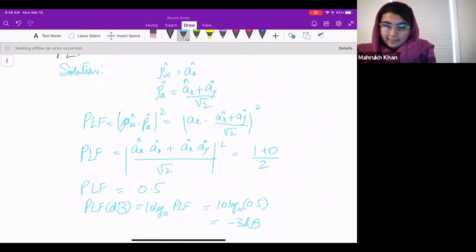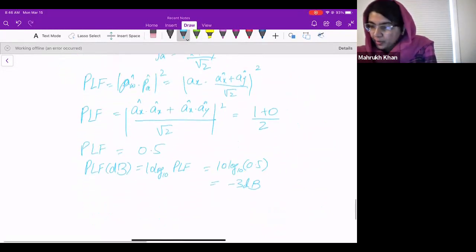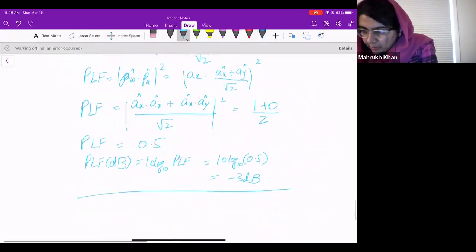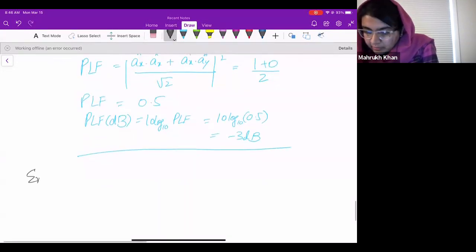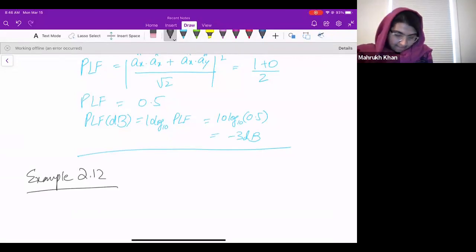So another example is given in your book, that is 2.12. I just want to talk a little bit about it. In this example, if you have a book in front of you, I cannot just write all of it. I just read it, okay?